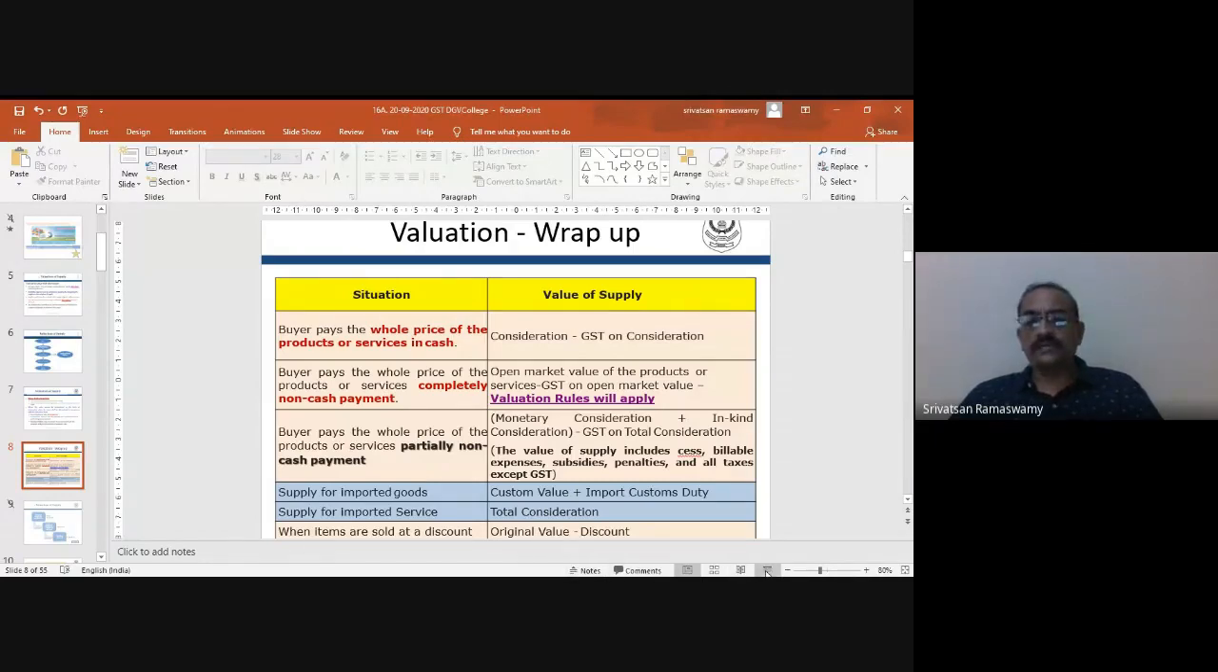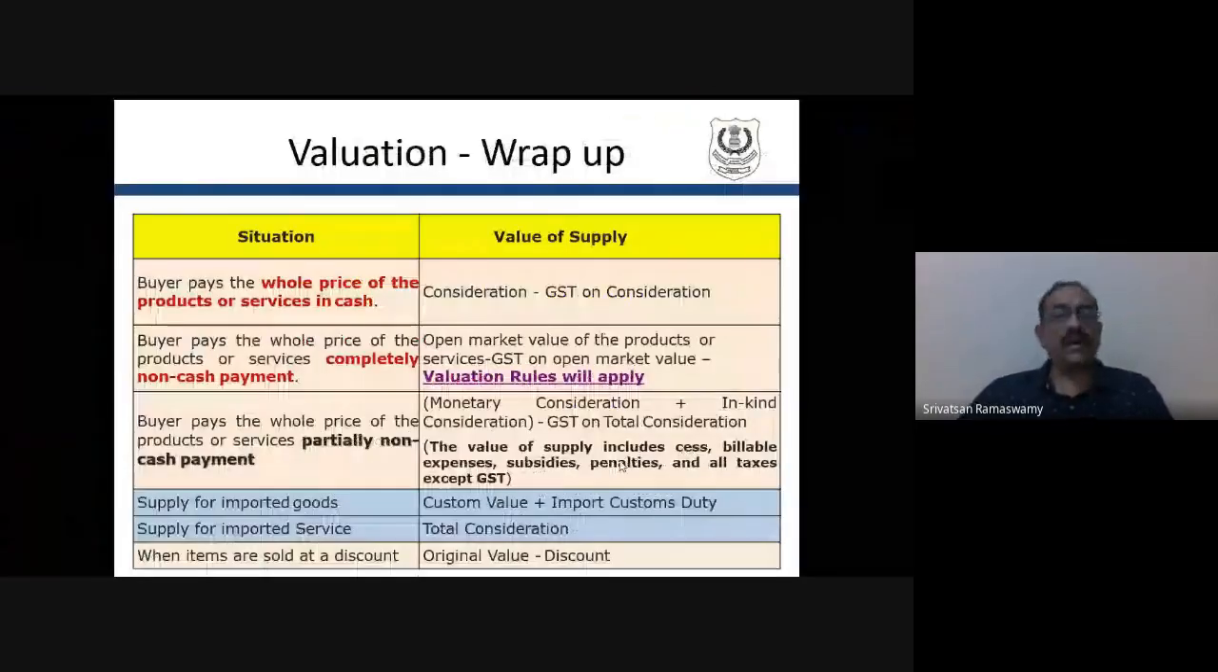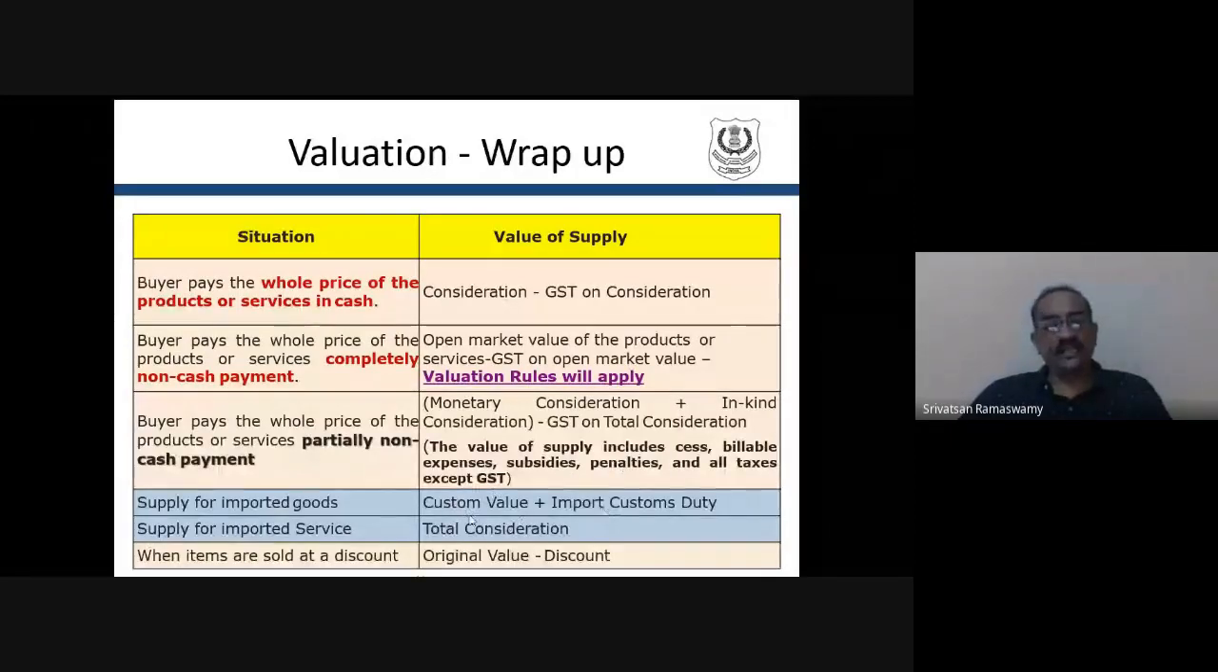Right. And what is the situation in case goods are imported? We have already seen it. The value on which IGST is payable is the customs value on which the customs duty is paid, plus import customs duty, together forming the transaction value. In case of imported service where we don't have customs liabilities, it is the total consideration that is given.